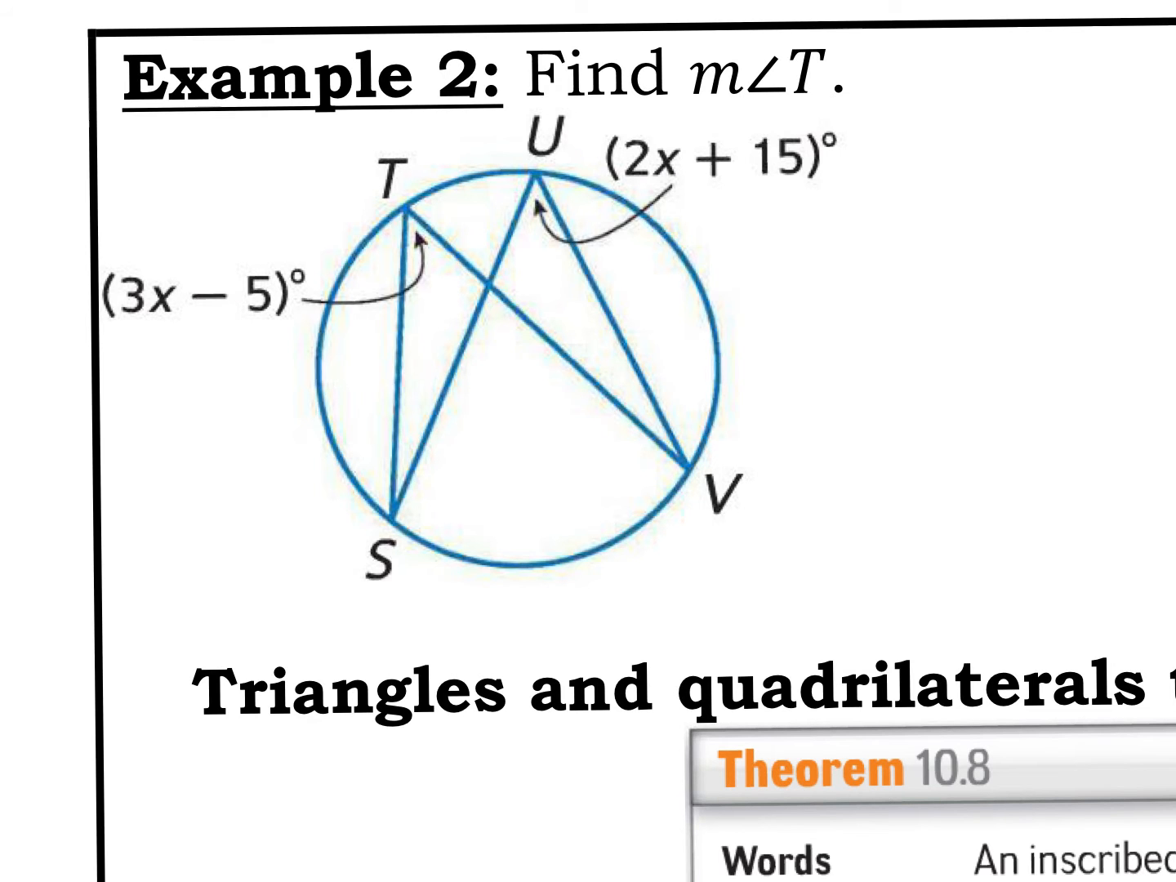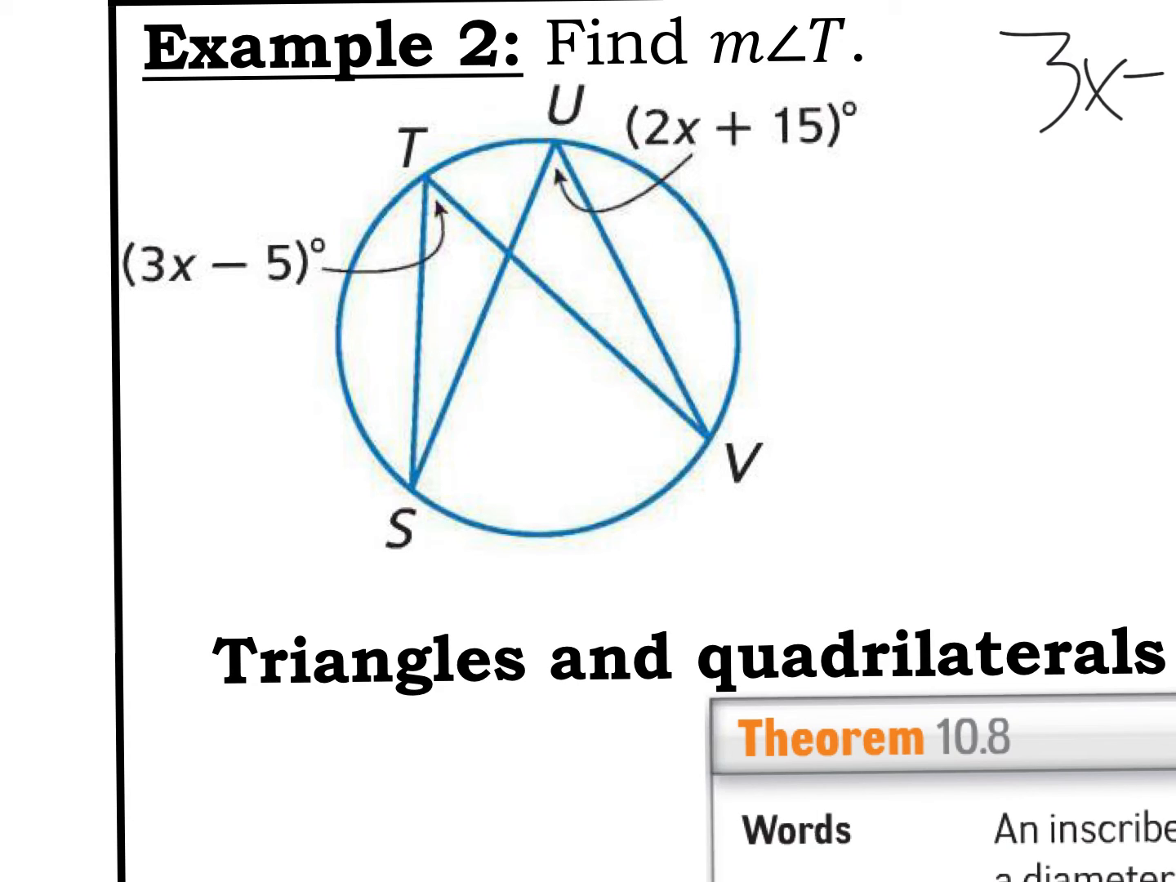So in example 2 here, I have angle T and angle U intercepting the same arc of SV. So I know that these two angles are going to be congruent to each other. I'm just going to set these equal to each other and solve for x, and then I can plug it back in to figure out the measure of angle T. And since I figured out the measure of angle T, I'll also be figuring out the measure of angle U, since they're congruent. So if I'm going to set them equal to each other, I'm going to have 3x minus 5 equals 2x plus 15.